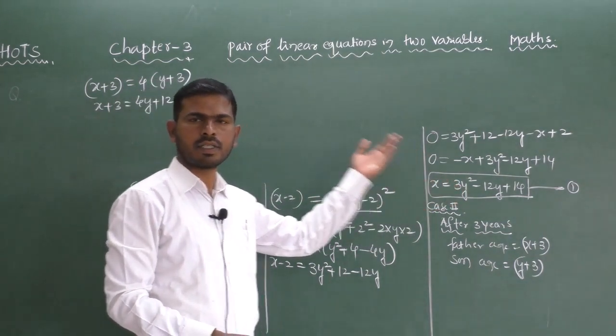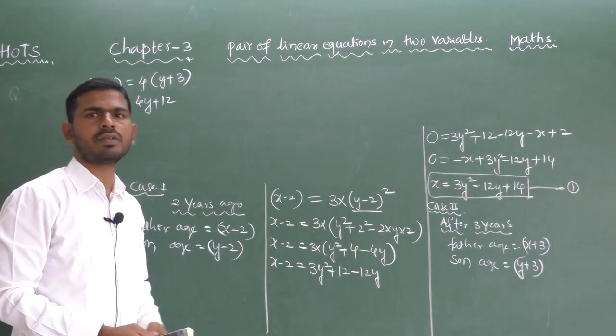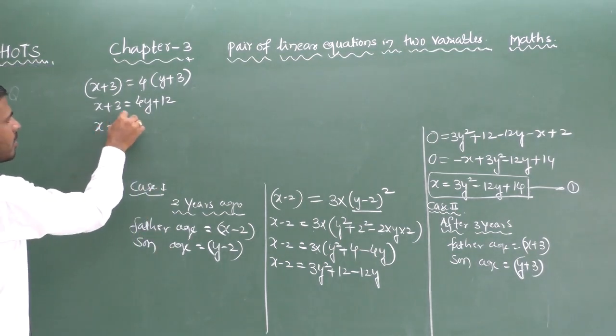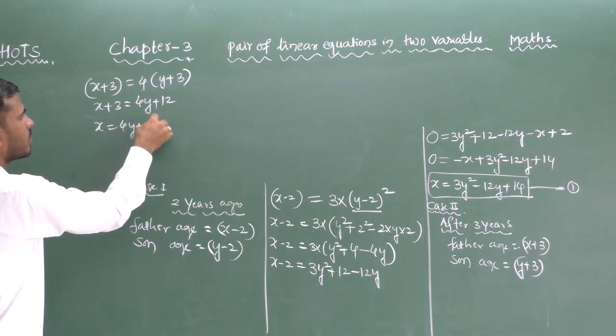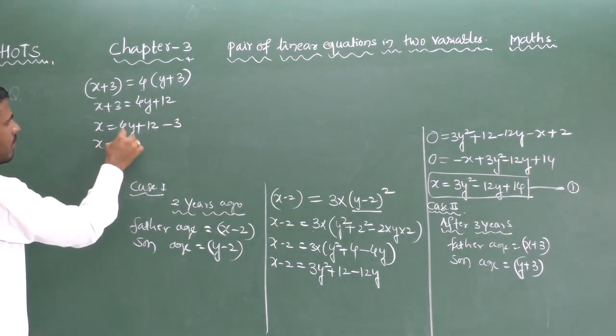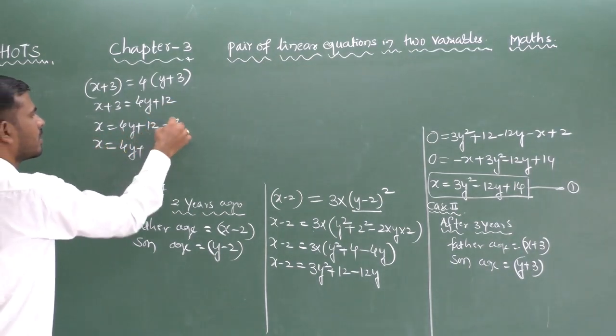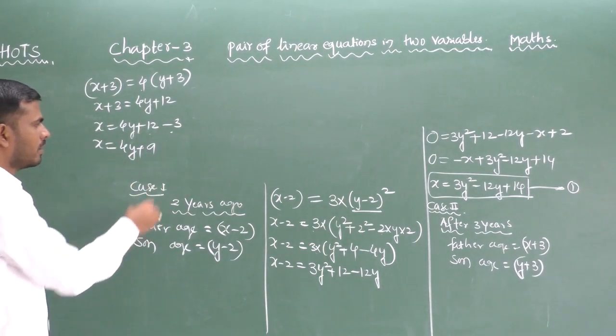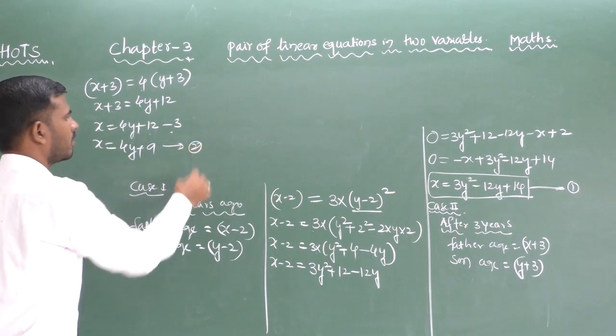because here x is equal to, you got this. So here also x, you can compare equations 1 and 2 very easily. So see here, x is equal to 4y plus 12, and the plus 3 becomes minus 3. So x equals 4y plus 12 minus 3, that is 9. This is equation number 2.